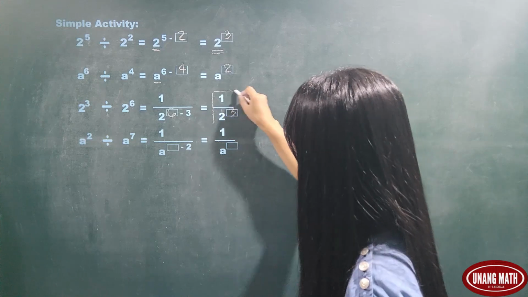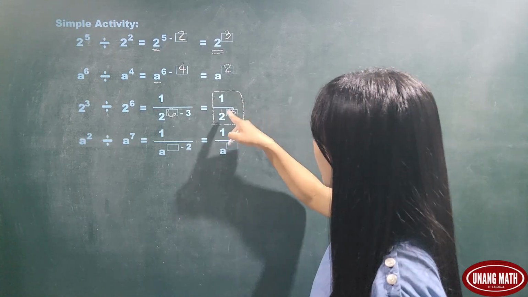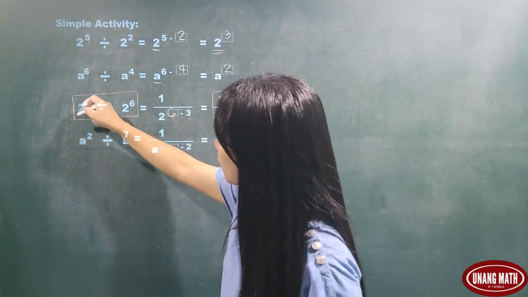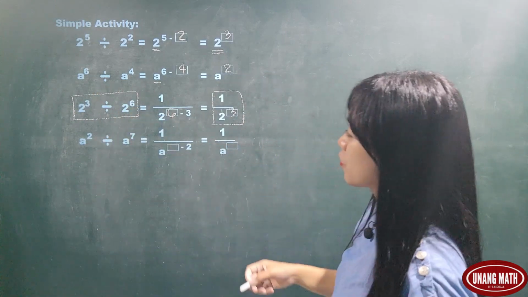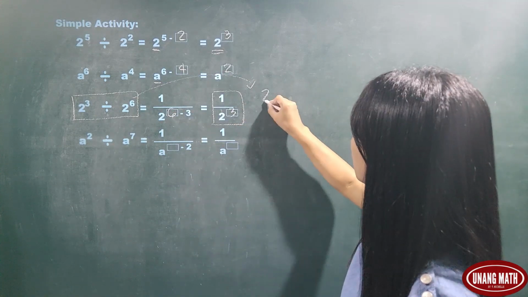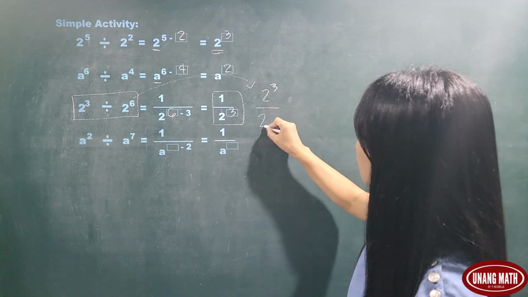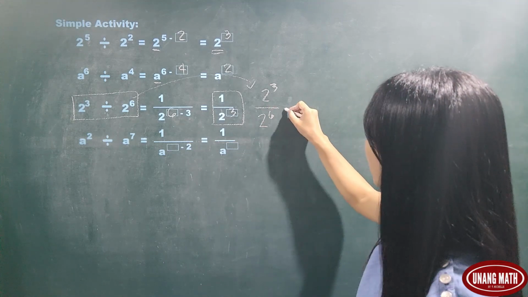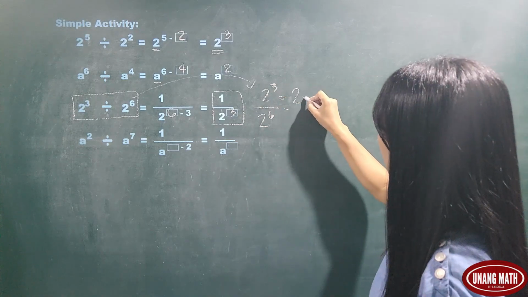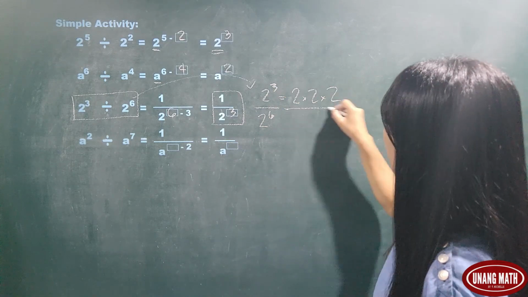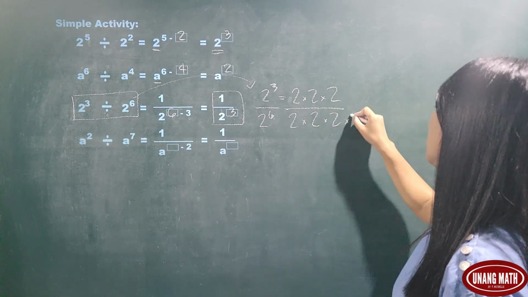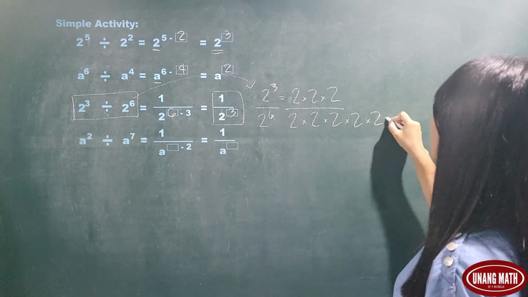Okay, I'm going to explain again further. How did I get 1 over 2 raised to the power of 3? Okay, 2 raised to the power of 3 divided by 2 raised to the power of 6. Let's write this one as a fraction. So 2 raised to the power of 3 over 2 raised to the power of 6. 2 raised to the power of 3 is 2 times 2 times 2. 2 raised to the power of 6 is 2 times 2 times 2 times 2 times 2 times 2.